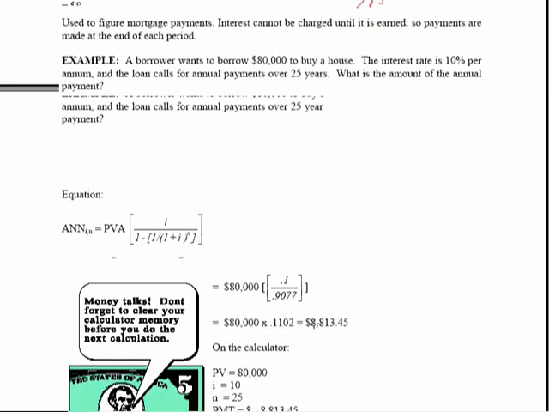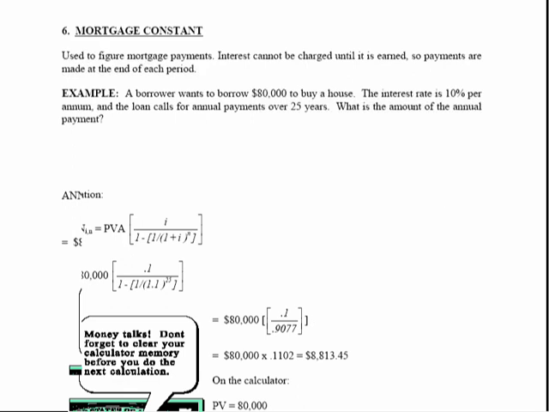Our last concept here, we saved a big one for the last one here, but our last time value of money function or concept is the mortgage constant. And again, you'll be doing lots of mortgage payments. Everybody's going to know how to calculate a mortgage payment by the end of this session, and definitely by the end of your class, whatever you're taking. But the mortgage constant is used to calculate mortgage payments. And the mortgage payments occur typically at the end of the period. So because interest can't be charged until it is earned. So you don't pay interest the day you borrow the money. You pay the interest at the end of the first period.